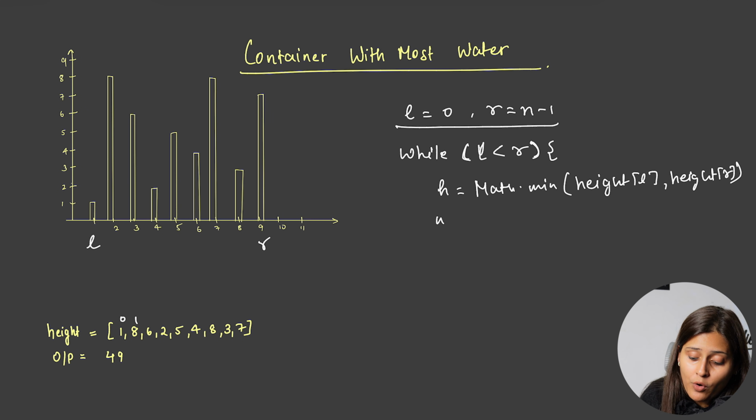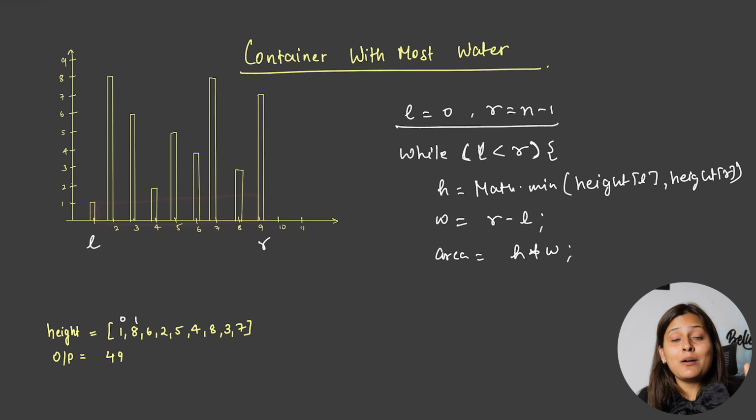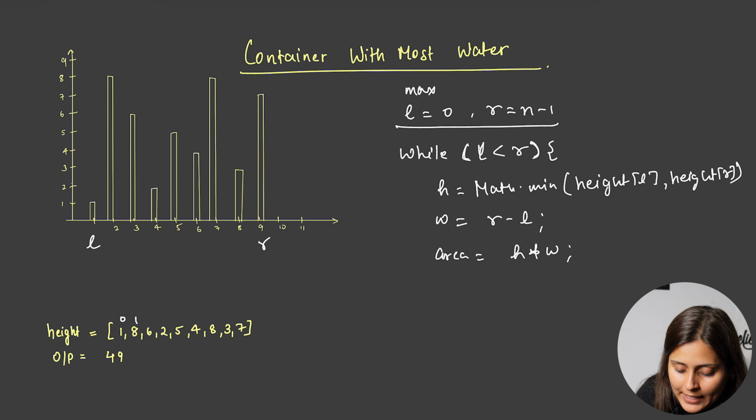Okay. And how do we want to calculate the width? Width we can simply get by right minus left. Now area, how can we calculate? Area will be height multiplied by width. For sure we can calculate the area, but we have to give the maximum area. So we have to keep a maximum variable outside as well. Yes, we have to. So let's take a maximum area variable, initially 0 or minus 1.